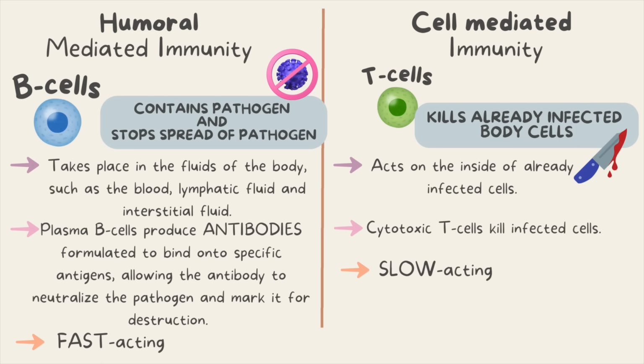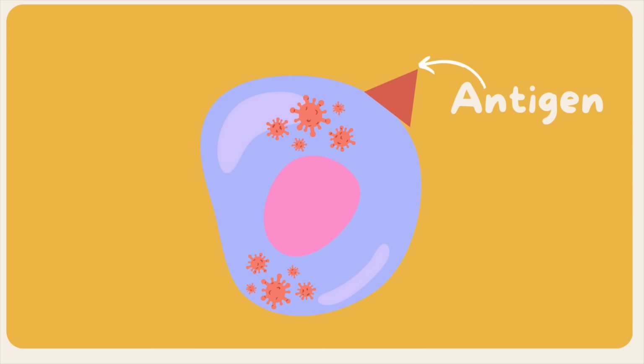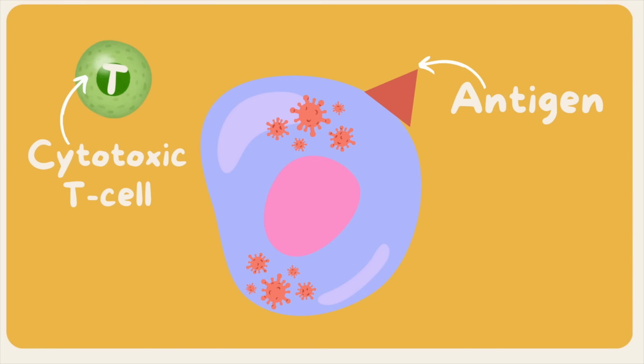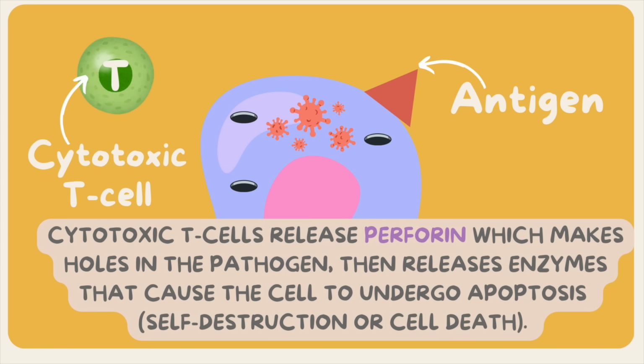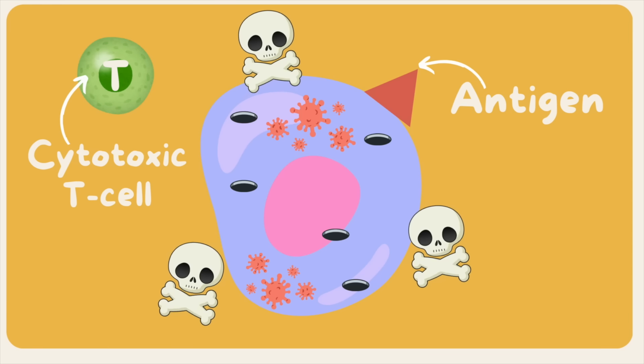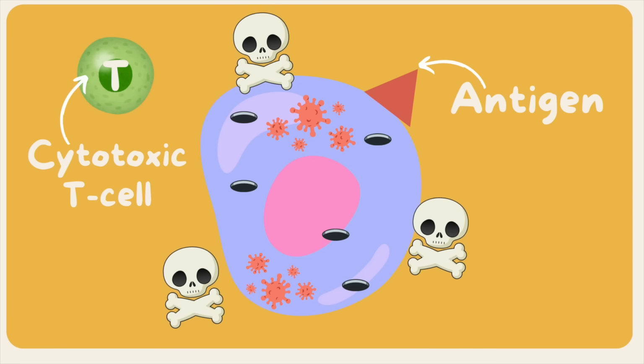Let's take a close look at how T cells kill infected cells. This is a normal body cell, and unfortunately, it has already been infected by a virus. Cytotoxic T cells will detect an antigen on the surface of the infected cell, and this lets the T cell know this cell needs to be killed. So the T cell will release a molecule called perforin, which makes holes in the pathogen. Then it releases enzymes that cause the cell to undergo apoptosis, which can also be described as self-destruction or cell death. Basically, the cell dies, and that's how T cells kill infected body cells.